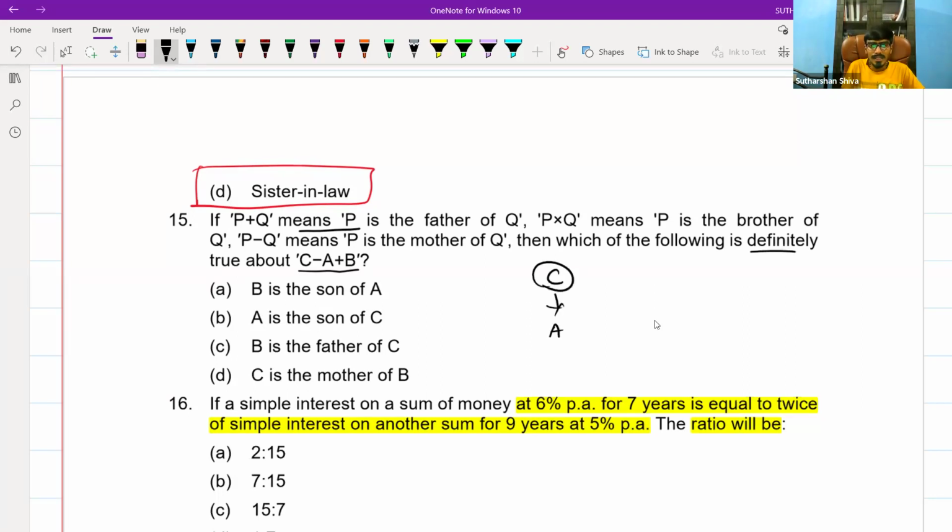A plus B means A is the father of B, which is definitely true. They are asking, B is the son of A? No, we could not identify the gender. Option A is not my answer. A is the son of C? Yes, A is the son of C. So I can go with option B.